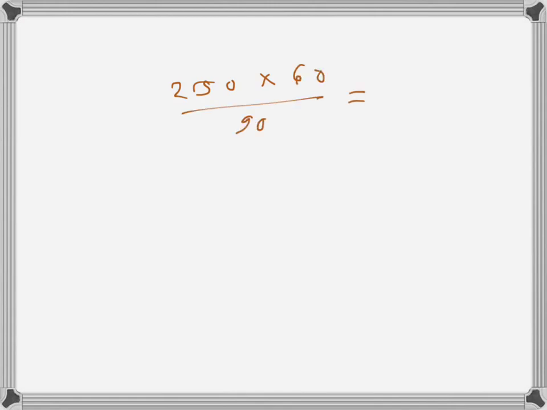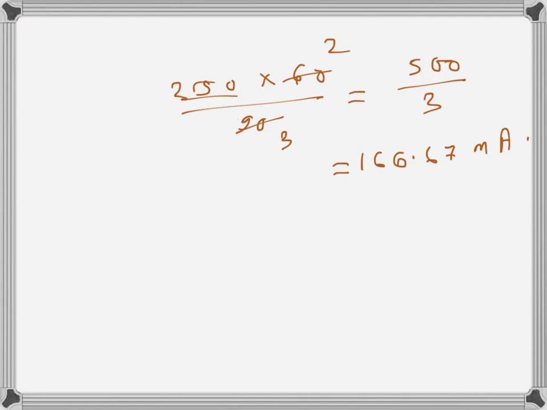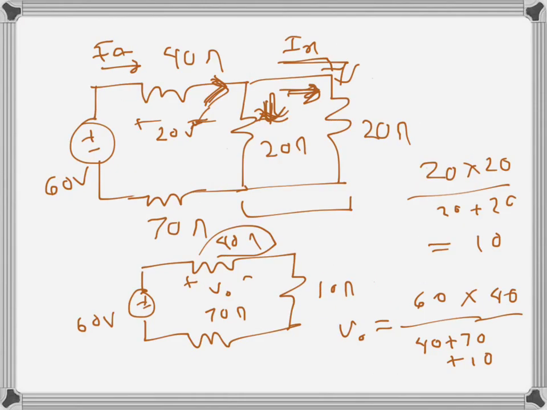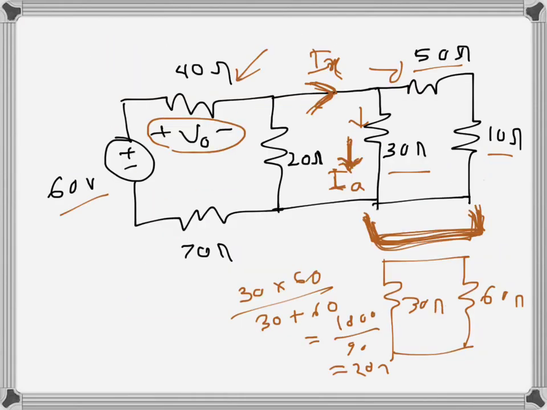So this is 3 and this is 2, so 500 divided by 3, that's 166.666 or 67 milliamps. Since this is in milliamps, this will also be milliamps. So that is the current through the 30 ohms resistance in our circuit. So we have applied both the current divider rule and the voltage divider rule to solve this problem.